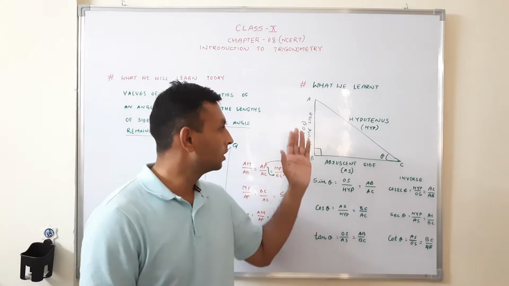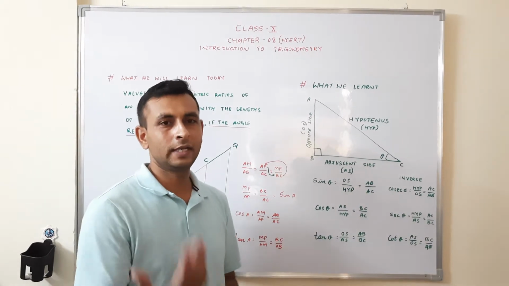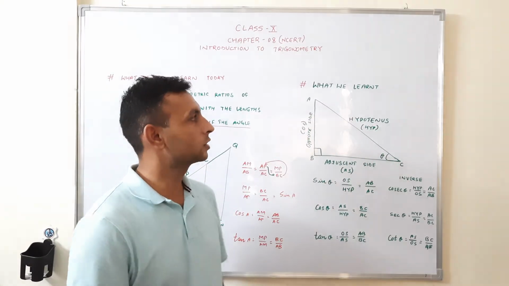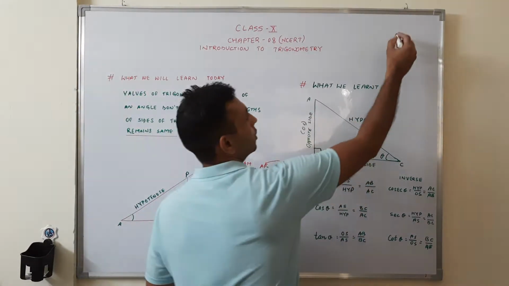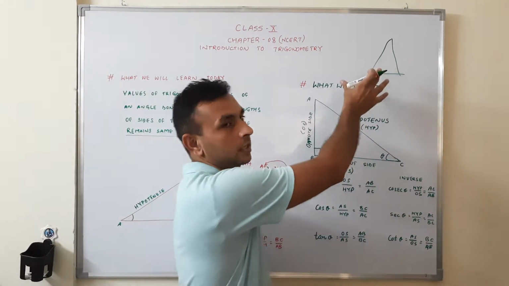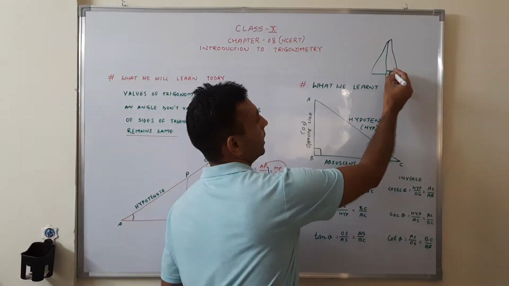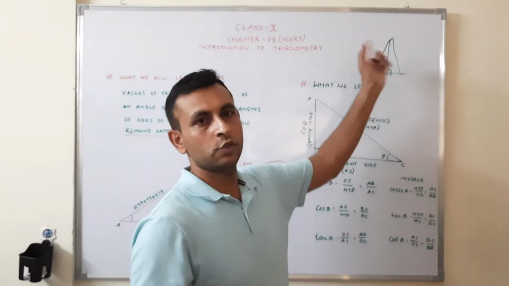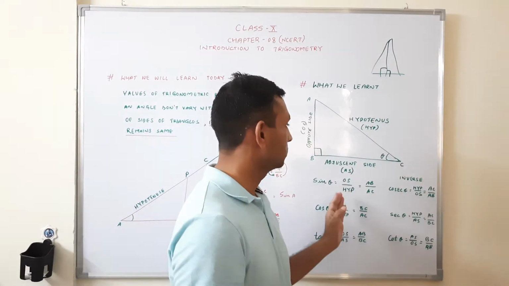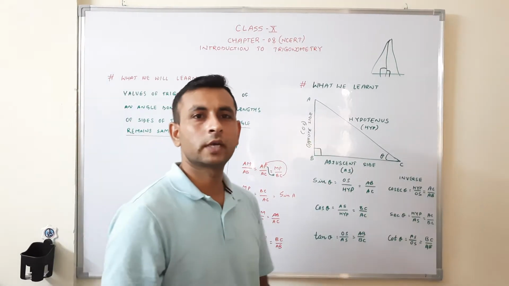Please remember, these ratios are applicable to right angle triangles only. If any other type of triangle comes, then you have to divide those triangles into right angle triangles. Suppose you want to find trigonometric ratios for this triangle; this is not a right angle triangle, so you have to convert it into right angle triangles. These two will be right angle triangles in which you can apply various ratios.